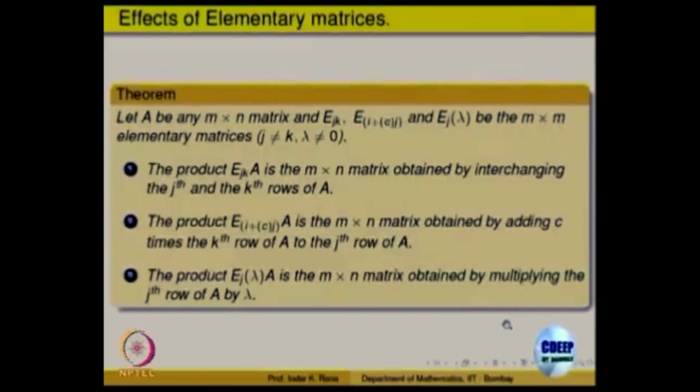Okay. So the theorem says, we will not write down a formal proof of this. One can write down, multiply and look at the ijth entry of every matrix. So it is only a matter of writing. We will see how we use it.